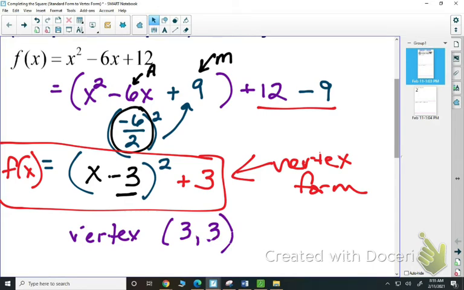So again, you're going to take your middle term, divide it by 2, and then square it to get this, in this case, this 9. And then you're going to complete the square there. So we're going to break it down into vertex form, put it in vertex form, and then identify the vertex.